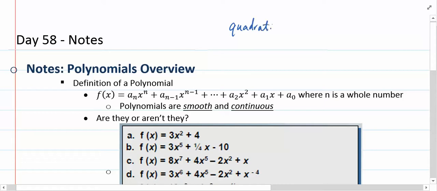Now, a quadratic polynomial is one that takes the form ax squared plus bx plus c. You'll remember that a, b, and c were numbers, and we always dealt in the same form with an x squared, an x by itself, and then this number that had no x values with it.